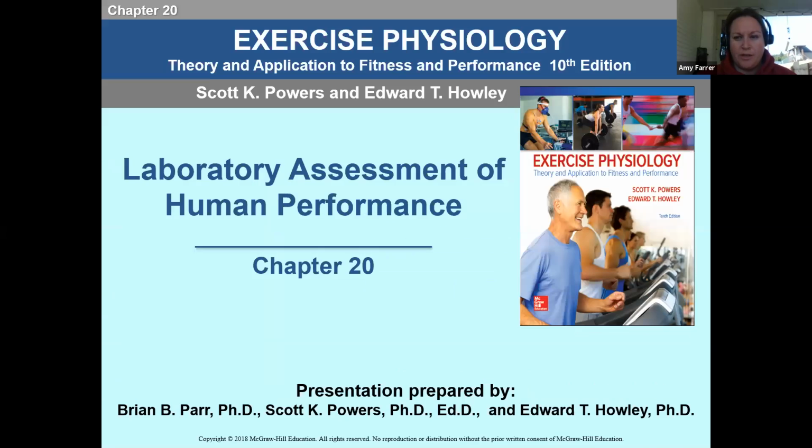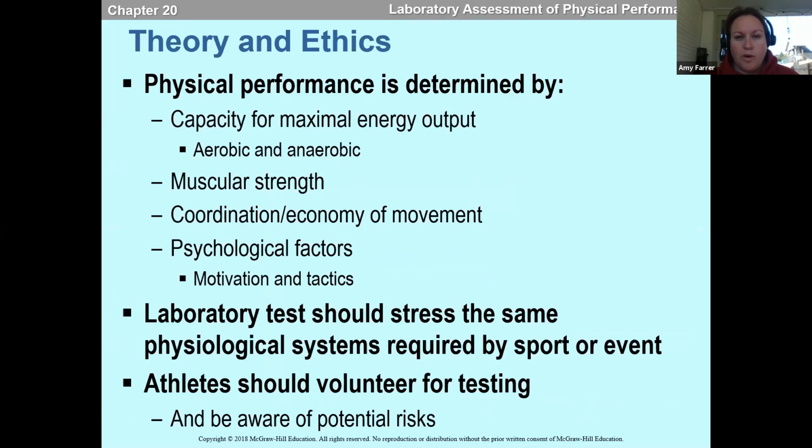All right. So we want to spend our time now in chapter 20 talking about how we assess human performance. So, what are we trying to do? When we're looking at physical performance, we need to look at the capacity for maximal energy output. What is our muscular strength? What's our coordination and economy of movement? What psychological factors are at play?